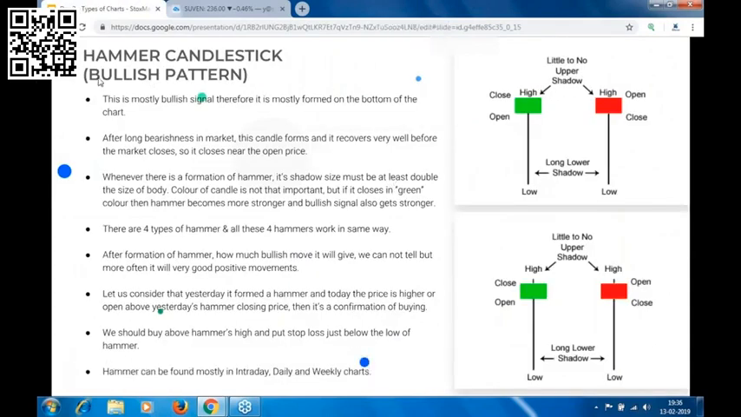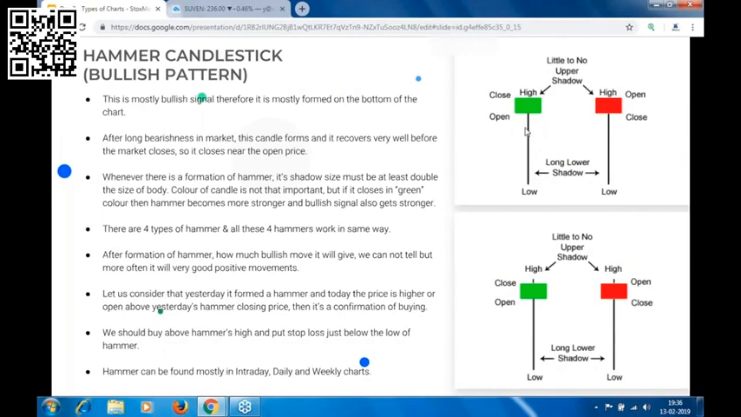The hammer candlestick is a bullish candlestick pattern. If you see the pattern, it looks exactly like a hammer, and it can be red or green. The color is of no importance in this pattern, and it is formed after a long downtrend. So if the stock price is falling, falling and falling, and we see a hammer candle, we can assume that the bearish trend is about to end and the bullish trend is about to begin.